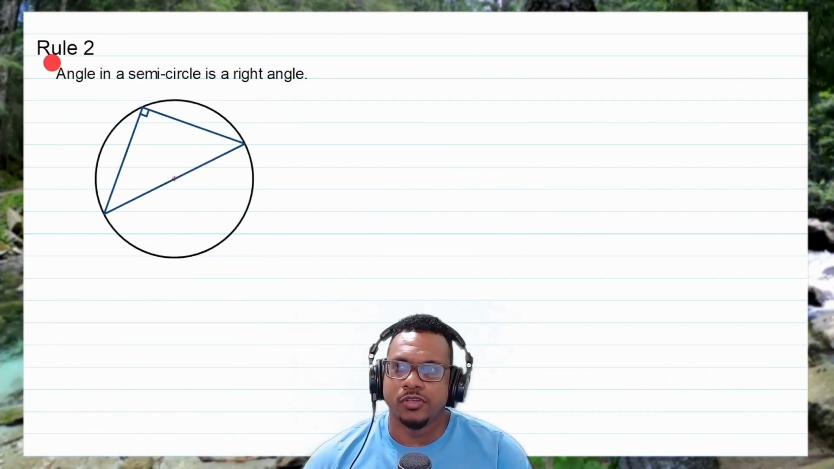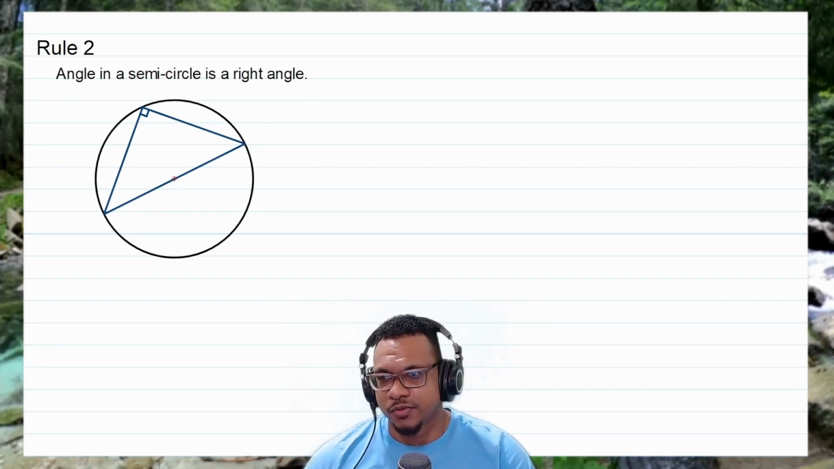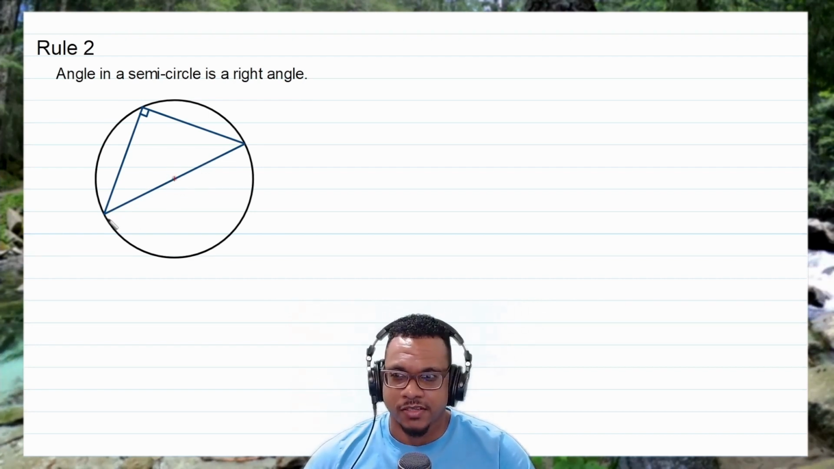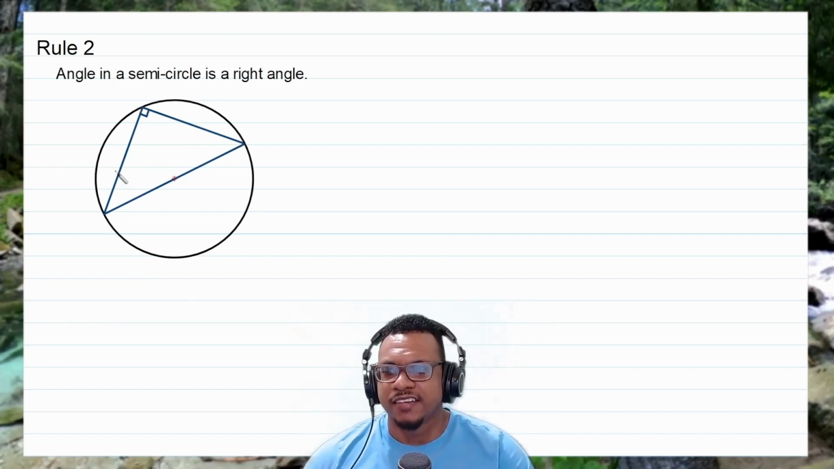So here I have rule number 2, and there isn't much to this rule. The angle in a semicircle is a right angle. So this line here is the diameter because it passes through the center of the circle, touches the circumference of the circle at one end and the circumference of the circle at the other end. So once the arms of the angle stands on the diameter, that angle at the circumference would be a right angle.